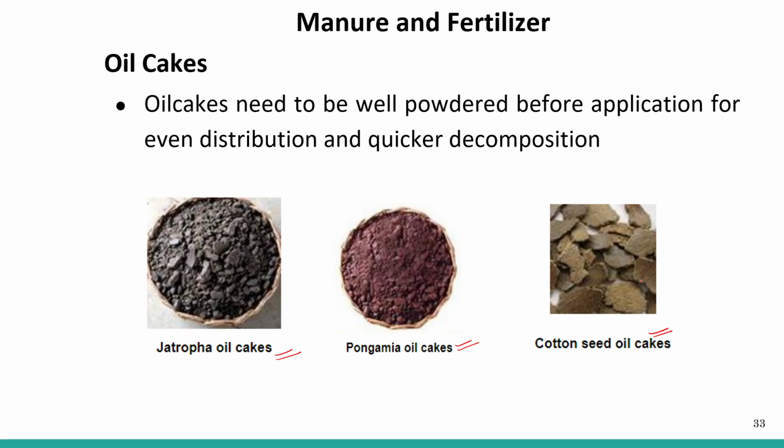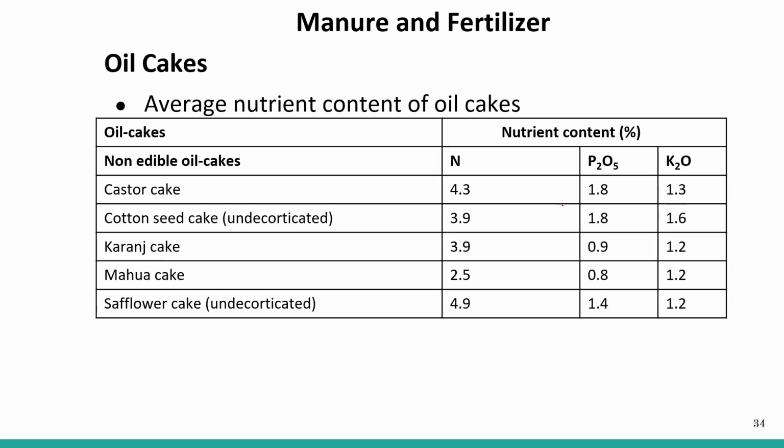Oil cakes need to be well powdered before application for even distribution and quicker decomposition. So it should be powdered before it is mixed with the soil, right? So that it can easily get decomposed, and can also be spread evenly over the whole cropland. So here are some of the oil cakes, right? Non-edible oil cakes contain nitrogen, phosphorus pentoxide and potassium.